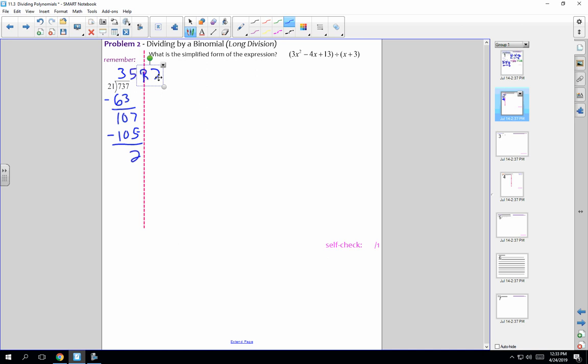So, believe it or not, guys, long division, even in algebra with binomials and polynomials, works the same way. You don't have to believe it. Here's what it looks like. So we write down x plus 3, and we're going to divide it into 3x squared minus 4x plus 13. It's a thing. You can do this. It's really not that bad.